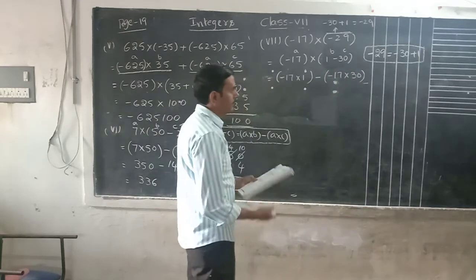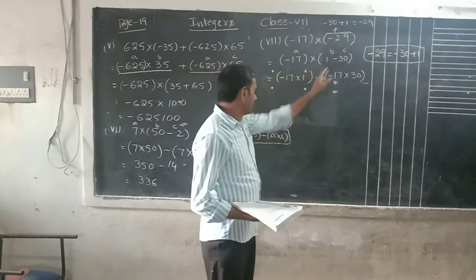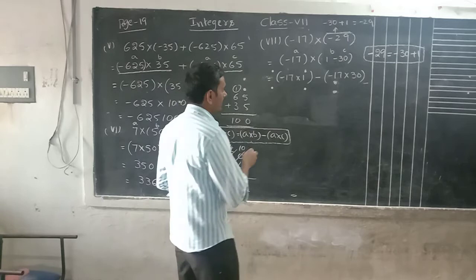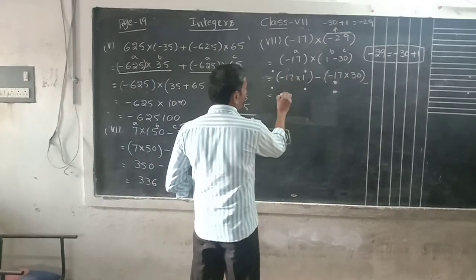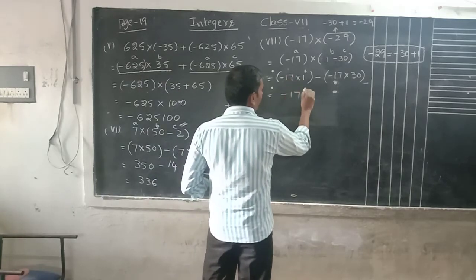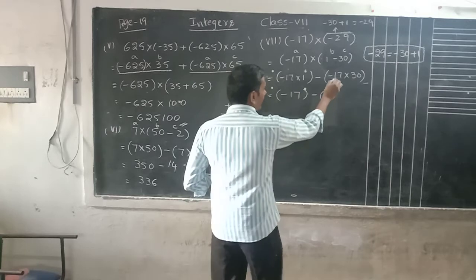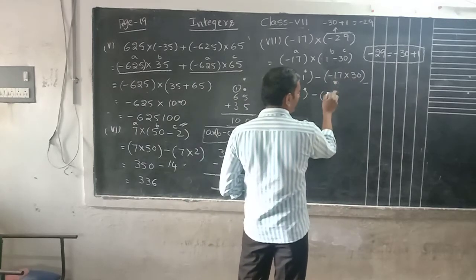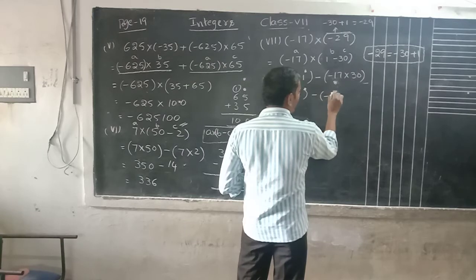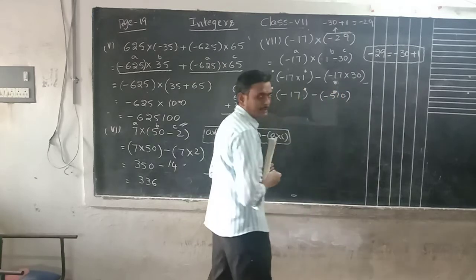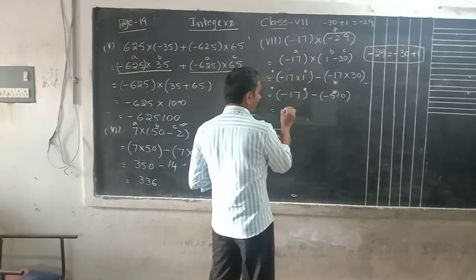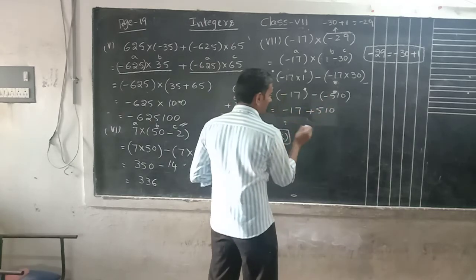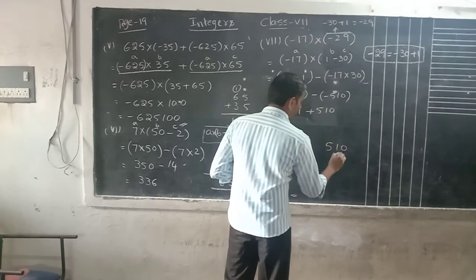Minus 17 into 30. That means here minus is there, minus I written. Take less only. Okay, without confusion. Minus 17 into 1 is minus 17. Minus 17 into 30 is minus 510. Now remove the bracket: minus 17 minus 510. Now subtract this, 510 minus 17.